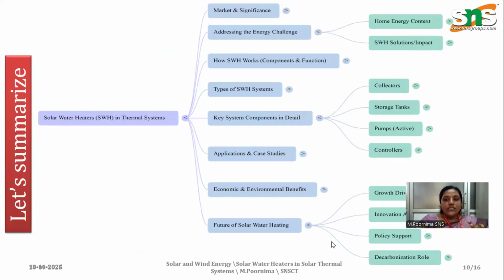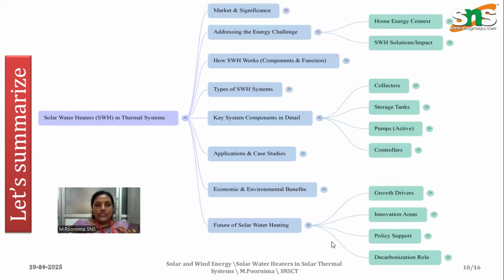So far we have seen the whole process. Now let's see a small summary. Solar water heaters and thermal systems address the energy challenges; we covered how they work, the types of solar water heaters, key system components, application cases, economic and environmental benefits, and the future of solar water heating. The key system components are the collectors, solar tank, pumps and controls. The future of solar water heating is growth driven by innovation, policies and decarbonization. This is the overall summary of this topic.